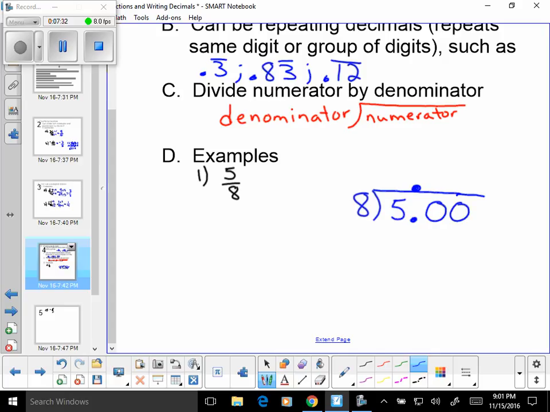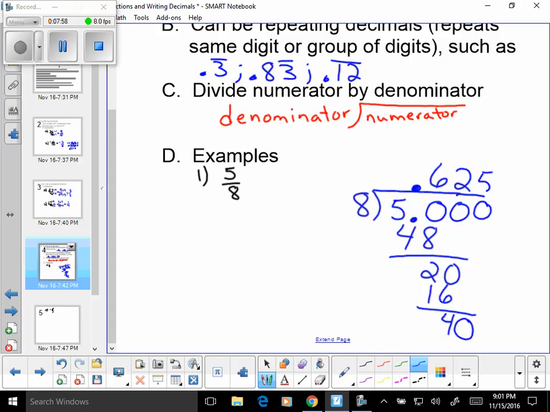Okay, 8 into 50 is going to go 6 times. We will get 48 when we subtract. And then we bring down the 0. We get a 2. We bring down the 0. 8 goes into 20 2 times. 2 times 8 is 16. We get a remainder of 4. I'm not finished. I don't see a repeat. So I'm going to add another 0 and bring it down. Now 8 into 40 is going to go 5 times. 5 times 8 is 40. So 5 eighths is 0.625.